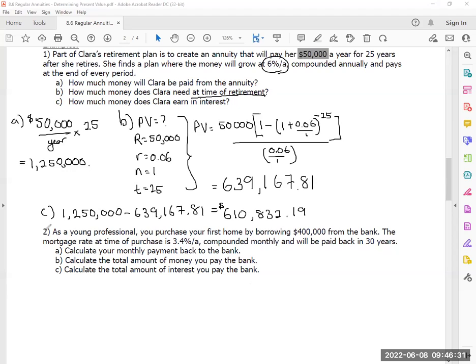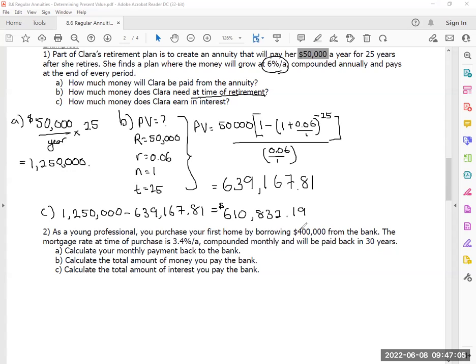Number two is a final example, because again, you'll have a question like this in your assignment. I think it'll be very useful to try a question like this. As a young professional, you purchase your first home. This might actually apply to you in your life. Let's say you borrowed $400,000 from the bank. Now that seems like a lot of money, but you'll grow into it. The mortgage rate at time of purchase is 3.4% compounded monthly, and you will pay it back in 30 years.